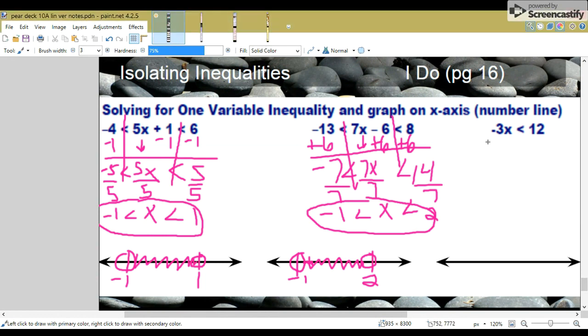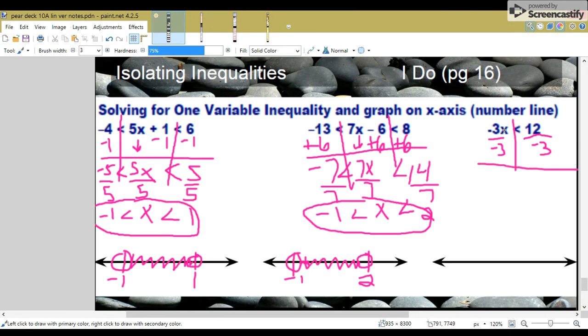And let's look at the last example. Negative 3x is less than 12. We only have one step here, and that's to divide by negative 3 on each side of that less than symbol. Negative 3 divided by negative 3 is 1. 1x, and 12 divided by negative 3 is negative 4. So x is greater than negative 4. Whenever you have an inequality and you divide by a negative, you flip the sign.